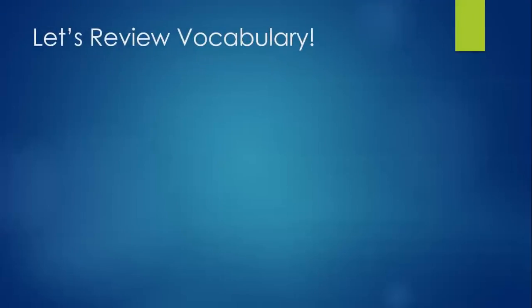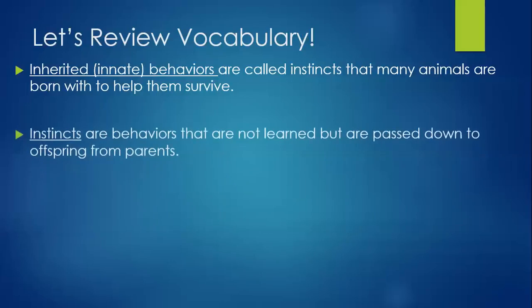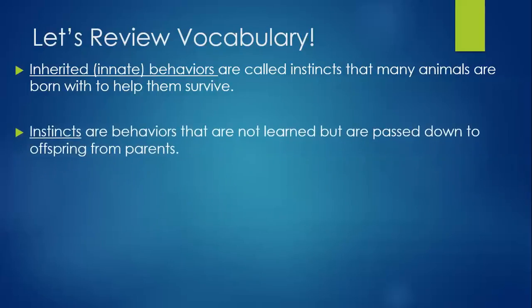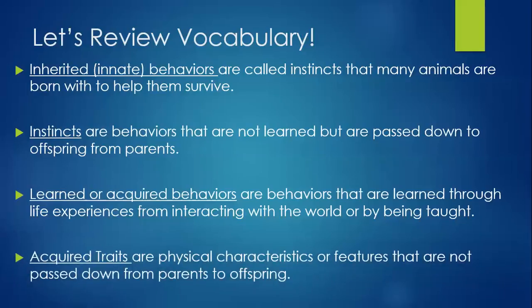Let's review vocabulary. Inherited or innate behaviors are called instincts that many animals are born with to help them survive. Instincts are behaviors that are not learned but are passed down to offspring from parents. Learned or acquired behaviors are behaviors that are learned through life experiences from interacting with the world or by being taught. Acquired traits are physical characteristics or features that are not passed down from parents to offspring.